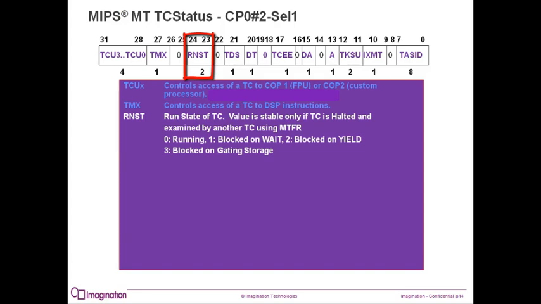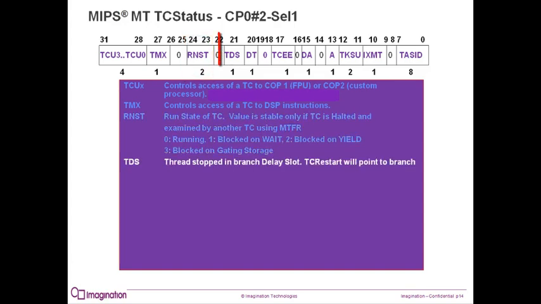The run state of the TC is a read-only field that can provide you with the current state of the TC. A 0 indicates this TC is running. A 1 indicates it is blocked on a wait. A 2 indicates it is blocked on a yield. And a 3 indicates it is blocked on gating storage. There'll be more information on wait, yield, and gating storage later in this course.